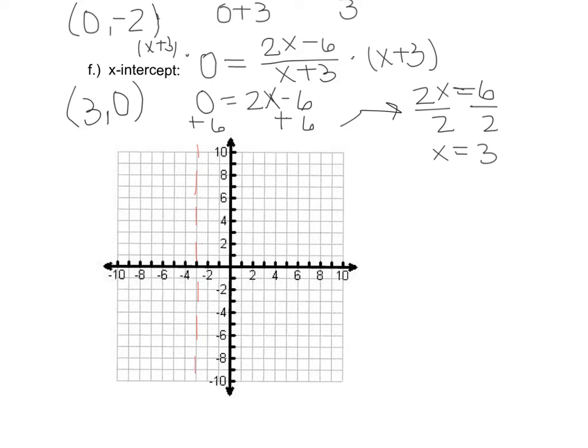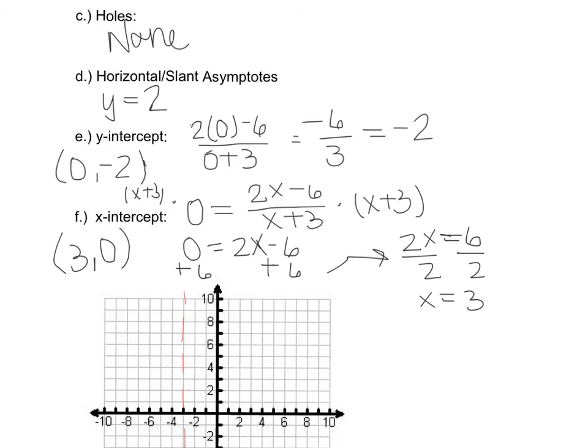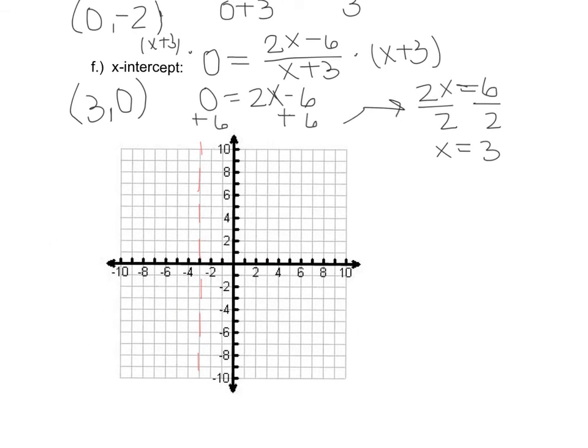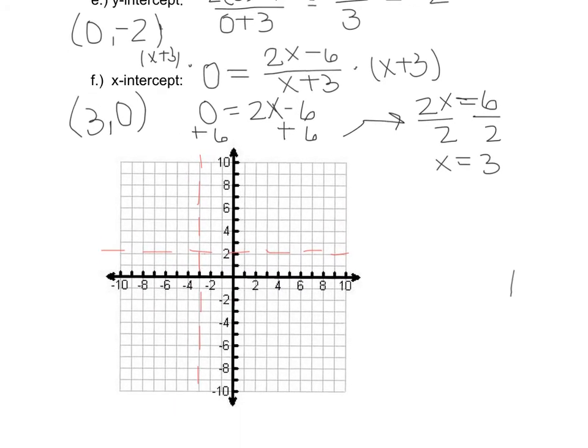And I have a horizontal asymptote at y equals 2. So along the y-axis, we're going to draw a horizontal line through 2. So that gives us our asymptotes, kind of breaking down what our graph is going to look like. So now let's go ahead and graph our intercepts. So we have a y-intercept at (0, -2). Go ahead and put a point here.